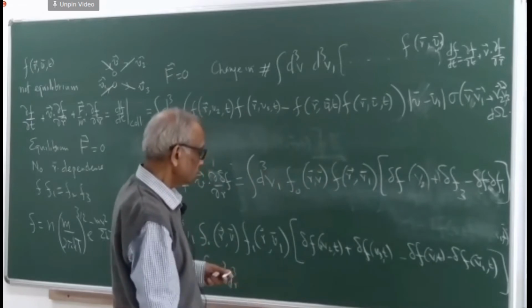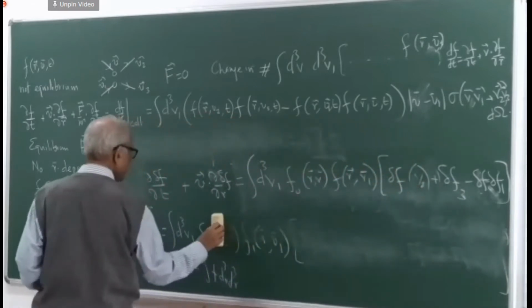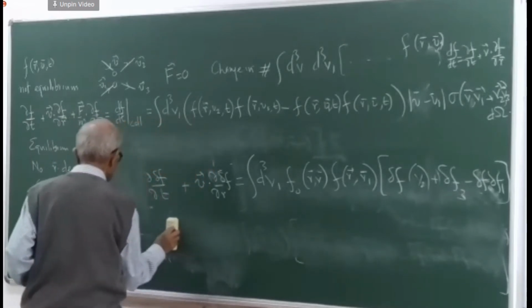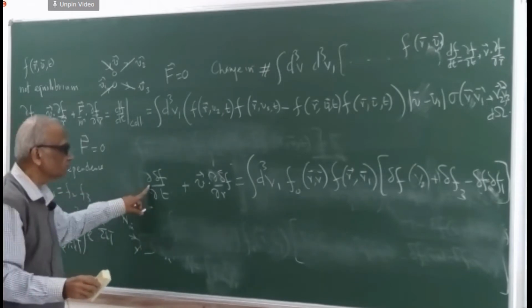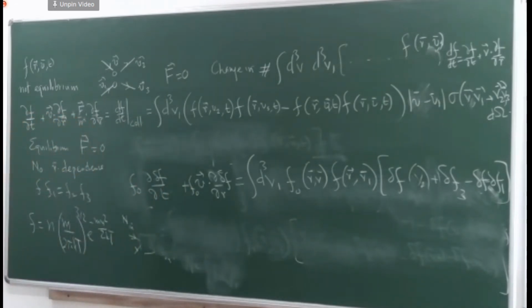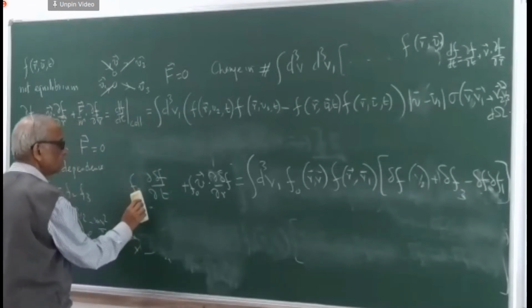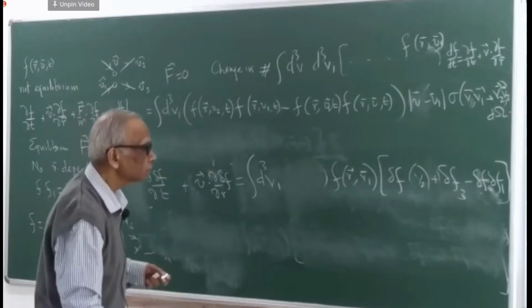So that's that. Oh no, it's not right. Sorry, there was an f0 here. There is an f0 here. So the f0s have to cancel. So f0 cancels, f0 cancels, f0 cancels. Now it is looking simpler.